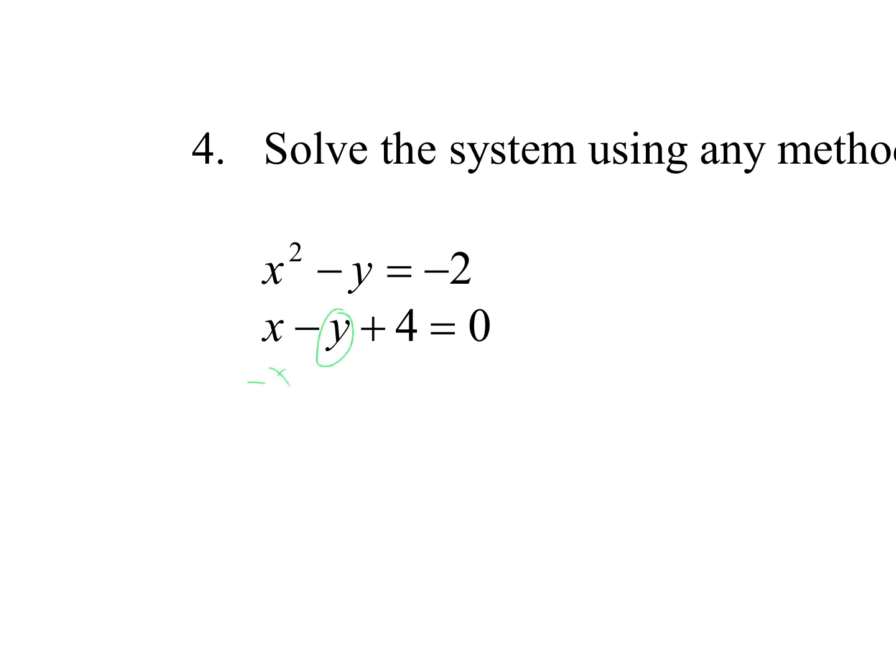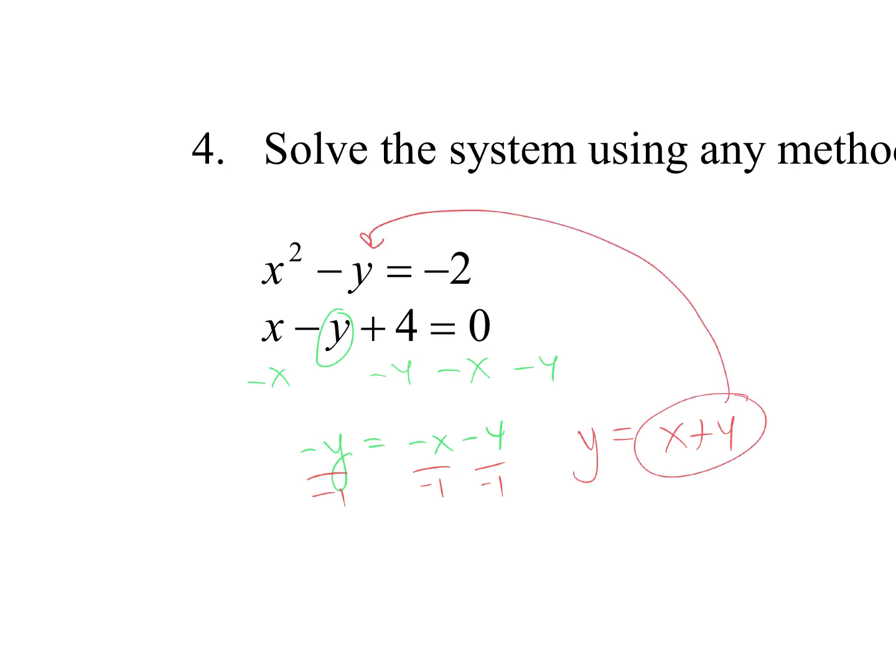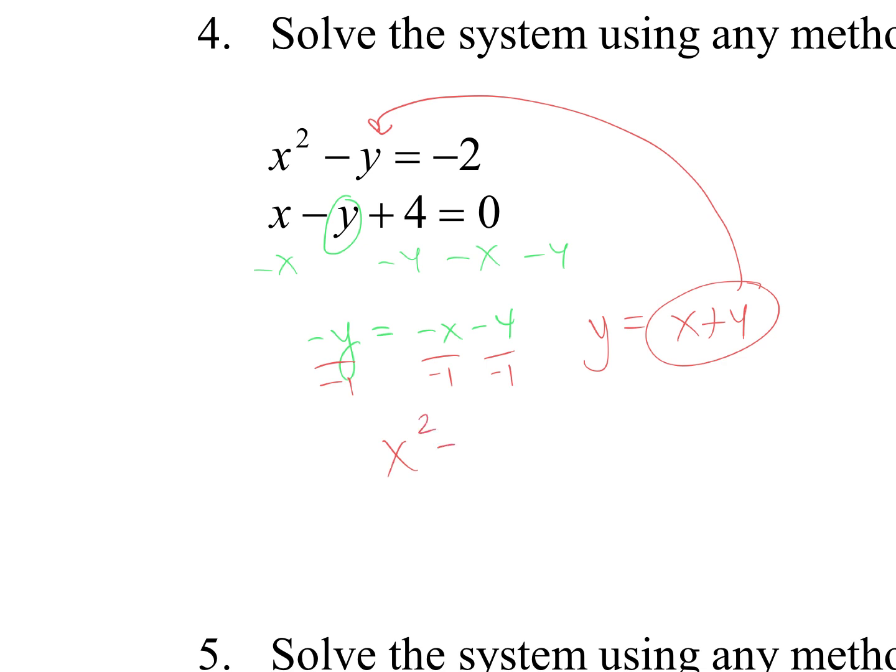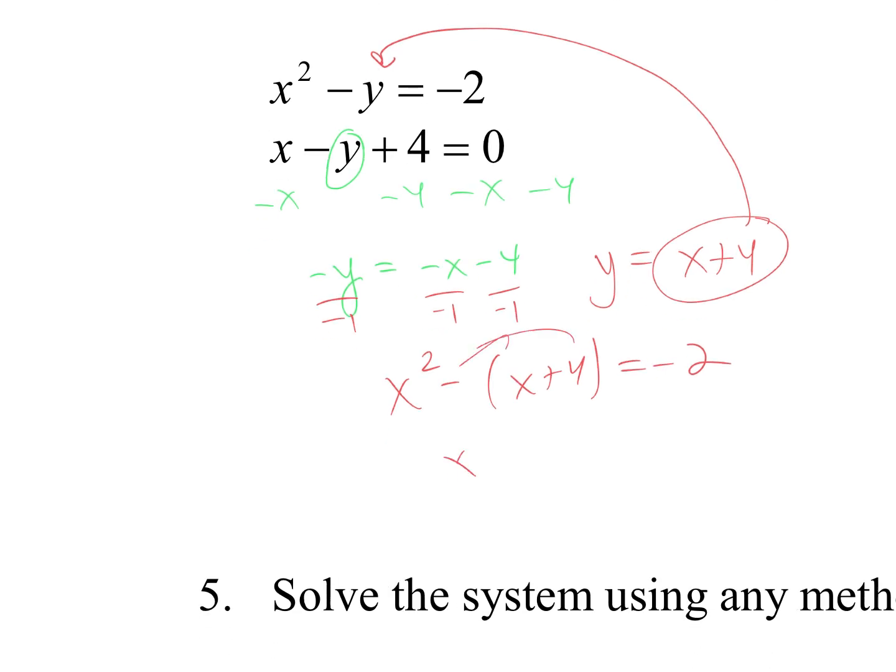To do that, do you guys agree I'm going to subtract x from both sides and subtract 4? So I have negative y equals negative x minus 4. And then what do I do? Divide everything by negative 1. Good. So you have y equals x plus 4. So what you're going to do is take this x plus 4 and plug it in right there. So you have x squared minus x plus 4 equals negative 2.